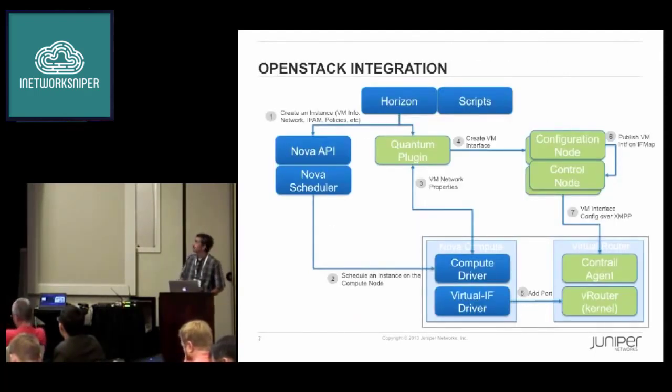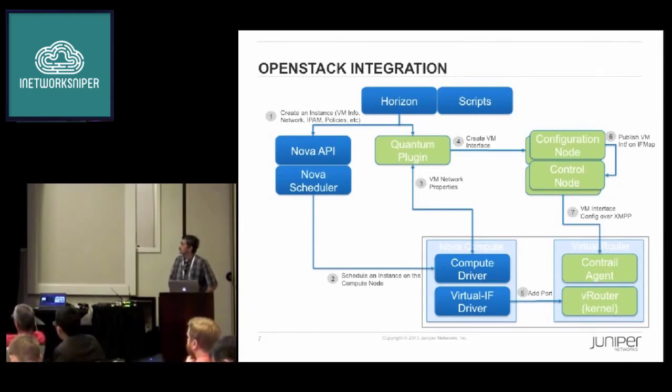So this slide illustrates how we integrate with OpenStack, for example, to create a virtual machine. Horizon, which is the OpenStack UI, would be used to create a virtual machine. It talks to Nova, which is the compute API in OpenStack. And that invokes the Nova scheduler to decide which compute node the virtual machine should be spawned on.